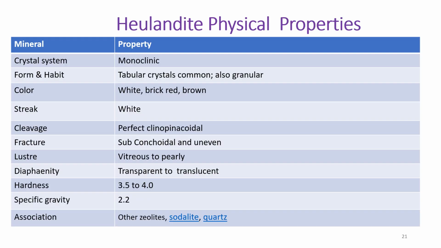Coming to the detailed physical properties, it belongs to the monoclinic crystal system, and the form and habit are tabular crystals which are very common, and sometimes it may be granular as well. And color, it exhibits different colors like white, brick red, and brown, and the streak is white. It has a perfect clinopinacoidal cleavage, and fracture is subconchoidal and uneven, and it has a vitreous to pearly luster, and diaphanity is transparent to translucent, and hardness 3.5 to 4, and specific gravity very low, that is 2.2, and it occurs in association with other zeolites, sodalite, and quartz.